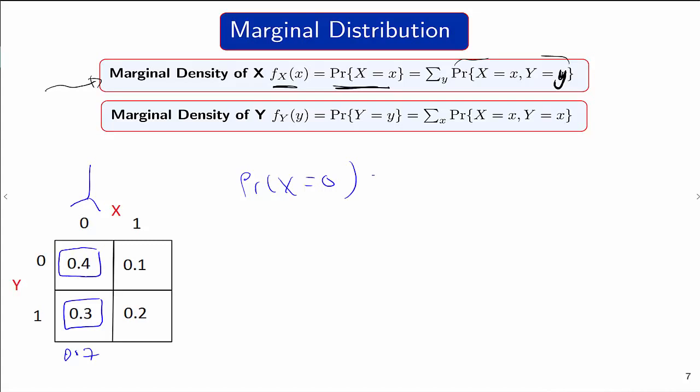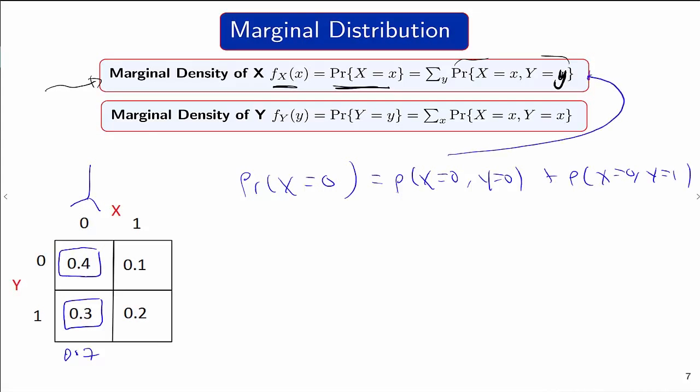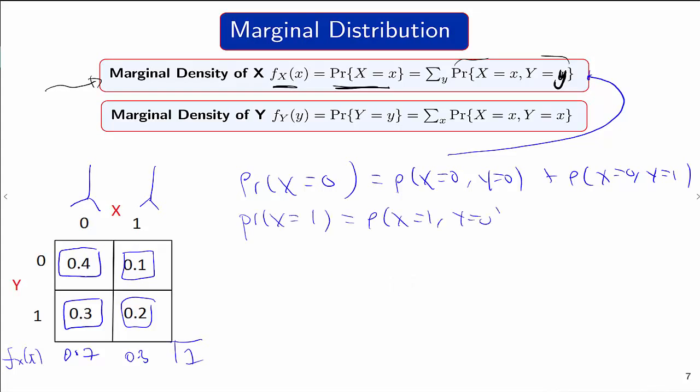And the same for X equals 1. So again, we have the probability X equals 0, Y equals 0, plus the probability X equals 0, Y equals 1. We have just summed the joint density across every value of Y. Similarly, for the probability X equals 1, X equals 1 here and X equals 1 here, which is 0.1 plus 0.2. So if we sum the columns, it gives us the marginal density. And again, these probabilities sum to 1. The probability X equals 1 is the probability X equals 1, Y equals 0, plus the probability X equals 1 and Y equals 1.